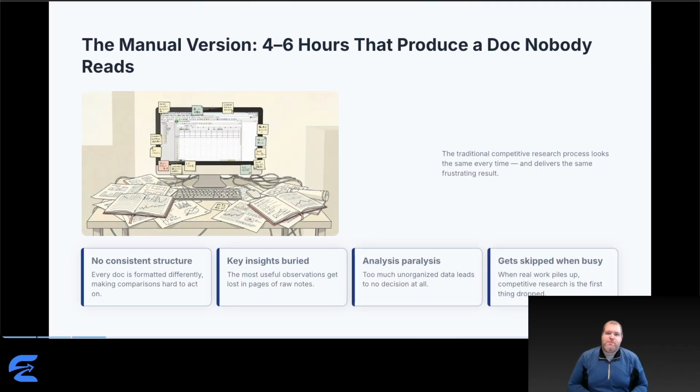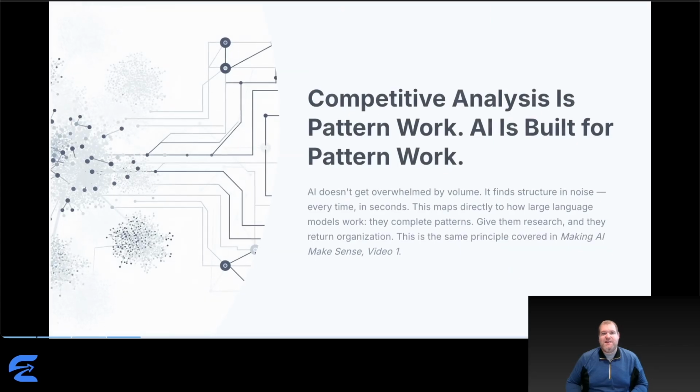Walk through what the traditional approach looks like. You pull up 5 competitor websites. You open their Google profiles. You read through a few dozen reviews and try to notice patterns. You jot notes in a doc that has no real structure because you're not sure what structure to use yet. By the end, you've got something that looks like research but doesn't answer the question you actually needed answered. Where do I have an opening? The doc has no consistent format. The best observations are buried 3 paragraphs in. And if things get busy, which they always do, this is the first thing that gets dropped. 4 to 6 hours of effort producing something that rarely gets used is a rough trade.